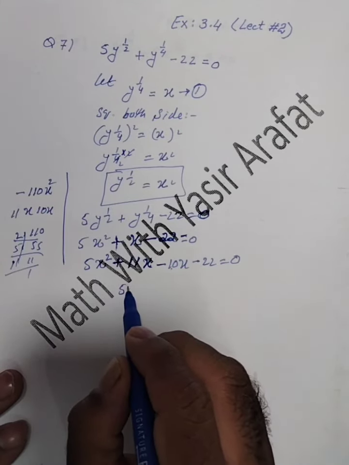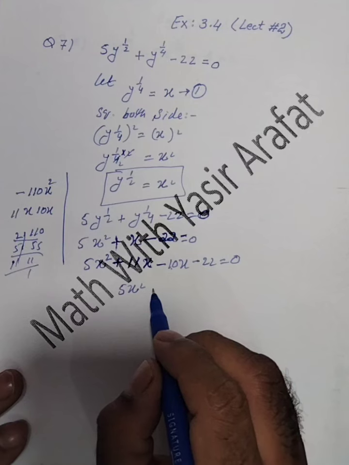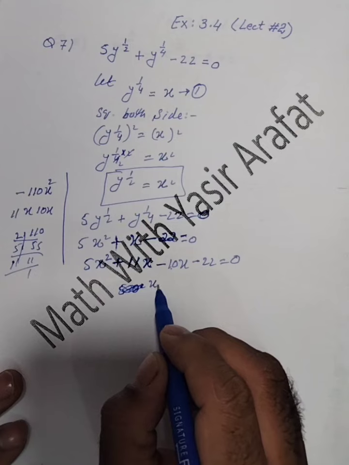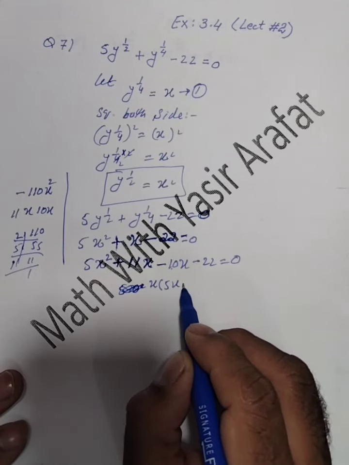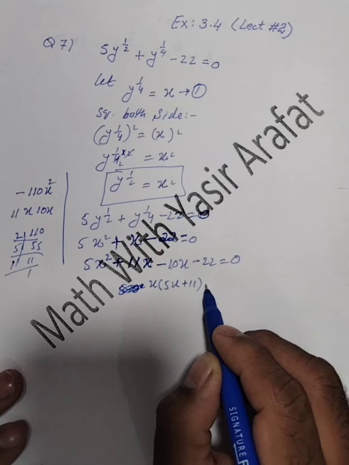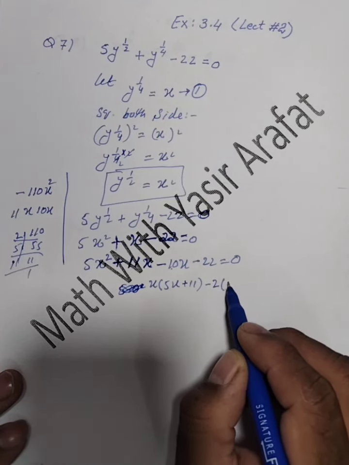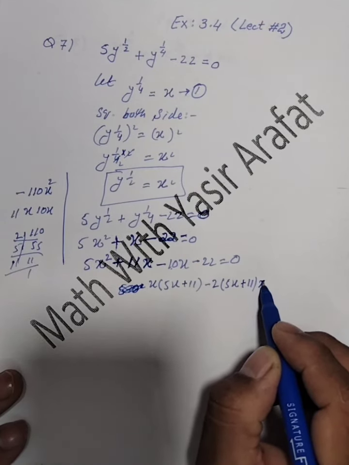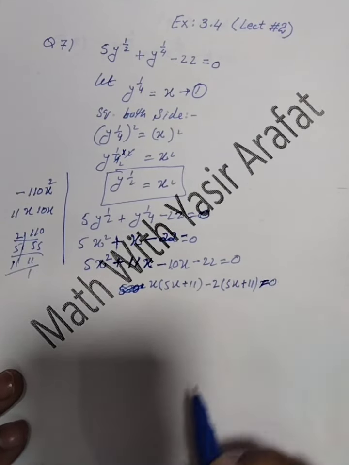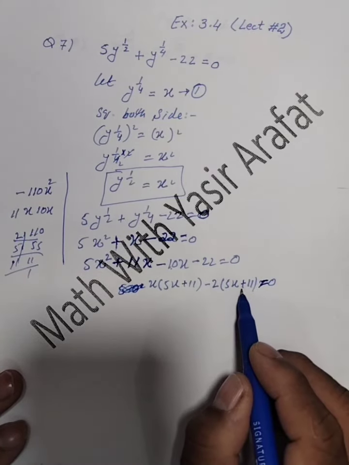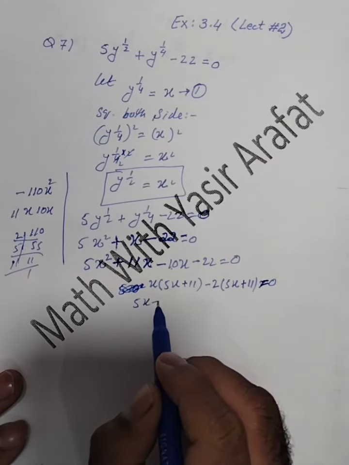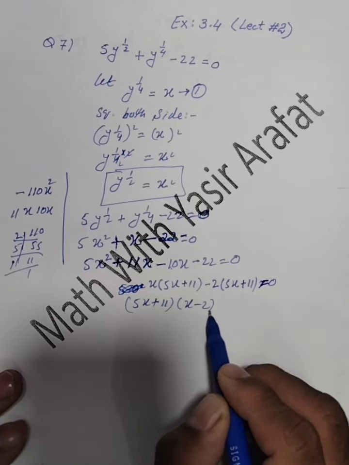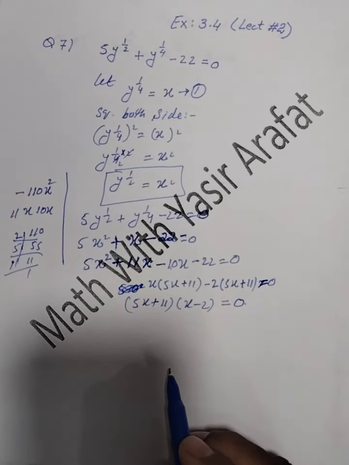So this is 5x square. Just take out x common here: x times 5x plus 11. From here, minus 2 can be taken out common: 2 fives are 10, minus minus plus, 11 twos are 22. And this equals 0. So 5x plus 11, take out the whole common, and this is x minus 2, equal to 0.